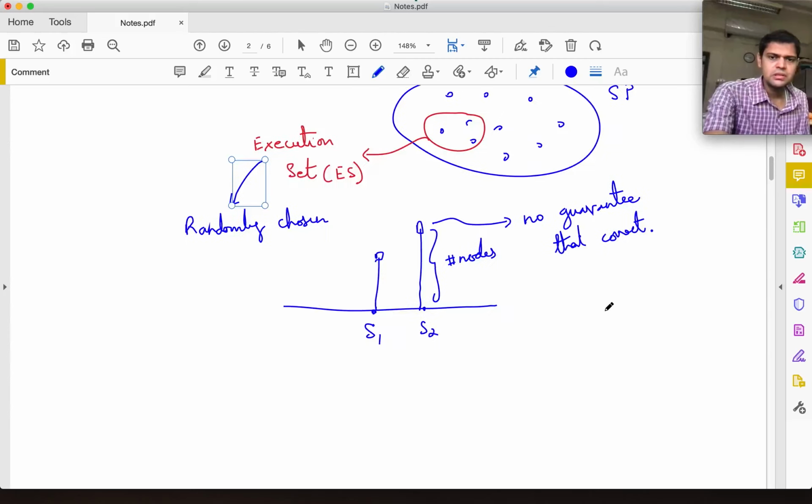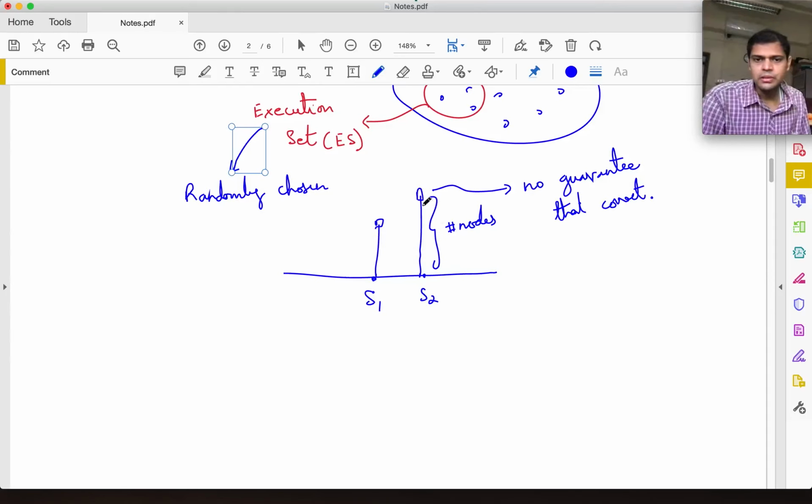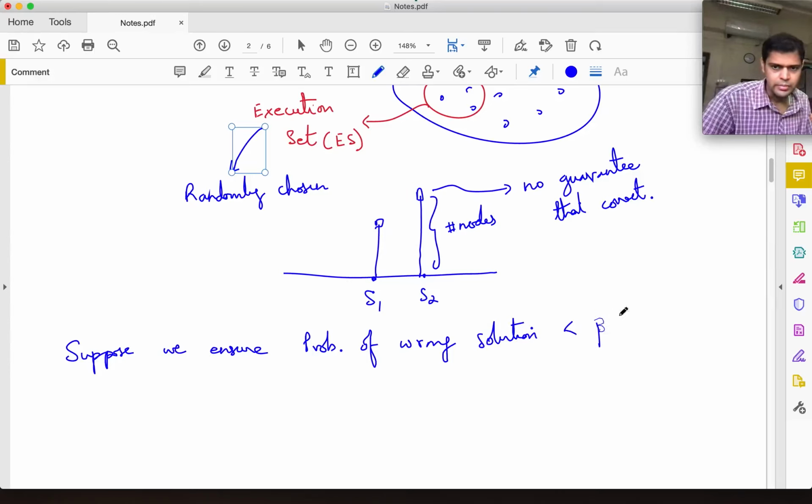So what can we do with this particular method of solving the problem? We've avoided submitting lots of solutions, so we said we'll choose a subset, but now we have a problem. There's no guarantee that this will give us the right answer. But maybe what we can do is we can just ensure that the probability of our choosing the wrong solution is very small. Okay, so suppose we ensure that the probability of the wrong solution is less than some beta. This is user specified.